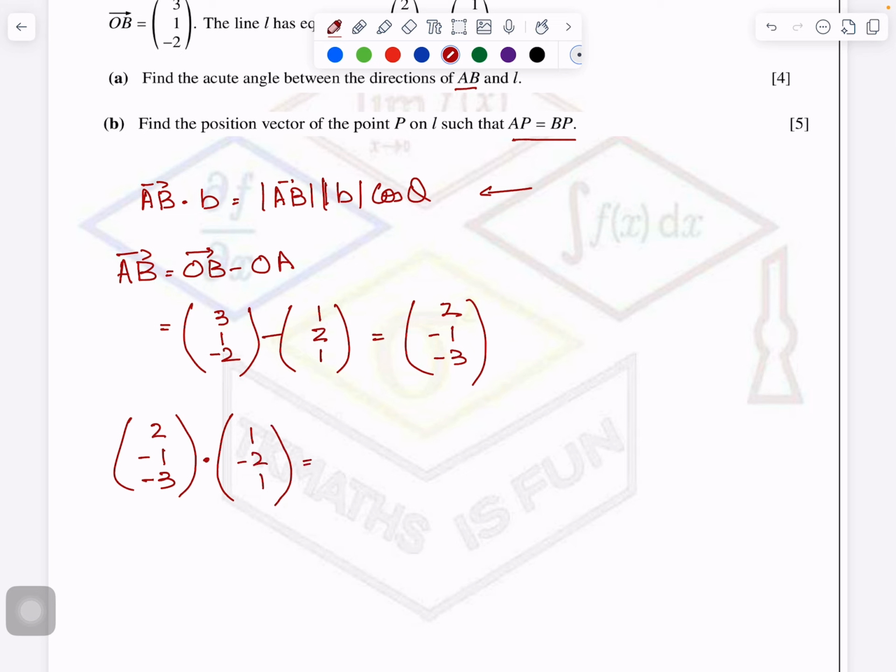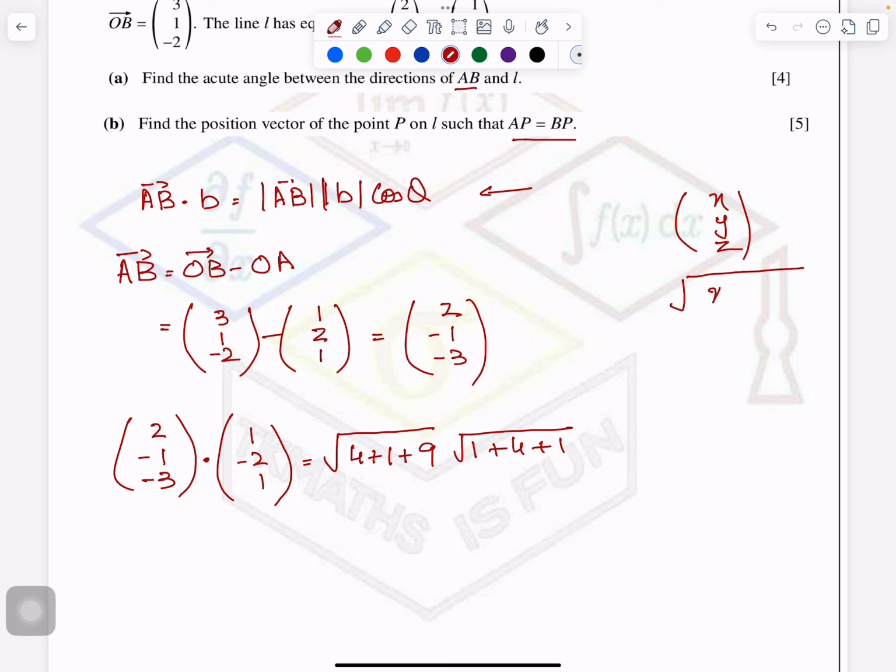is equal to the modulus of these two vectors. 2 square is 4, 1 square is 1, 3 square is 9. If you take minus, it will become plus when you are squaring it. So it will become 1 plus 4 plus 1. Because you know that whenever you take the modulus of any vector, you basically square them. So this is what exactly I am doing right now. And then it is cos of theta.